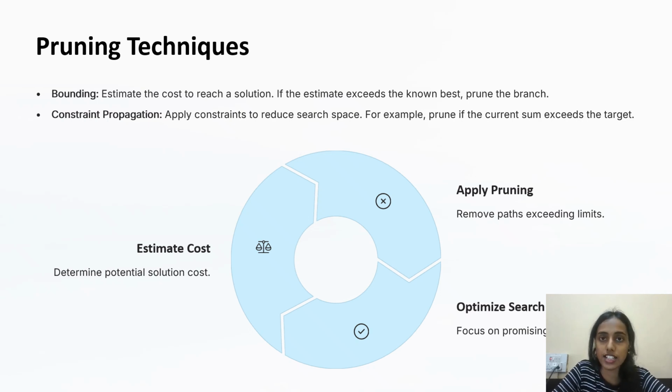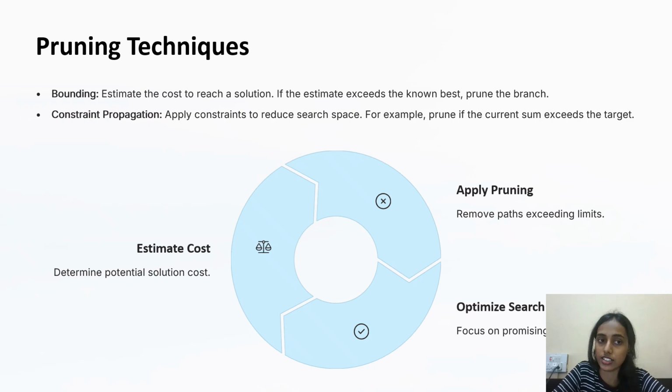The second one is constraint propagation. Apply the constraint to reduce the search space. A constraint is nothing but a restriction or some condition in order to reduce the searching space. For example, prune if the current sum exceeds the target. As in the subset problem, we give a target. If it exceeds the target, then we prune that branch.